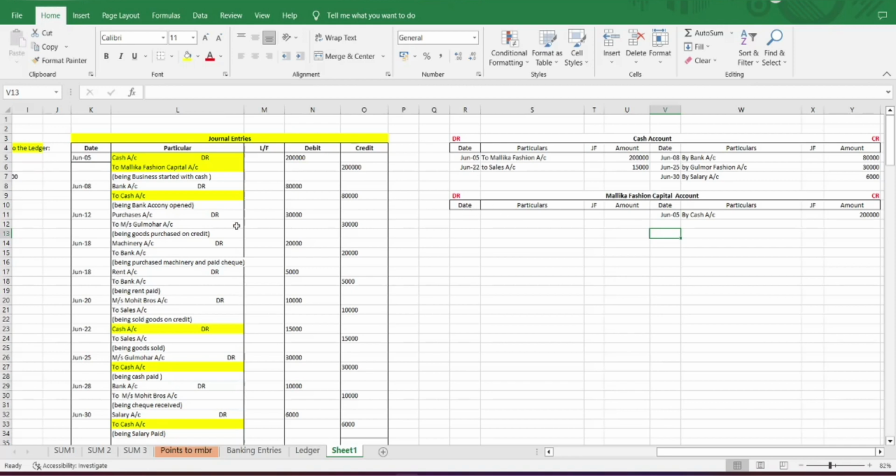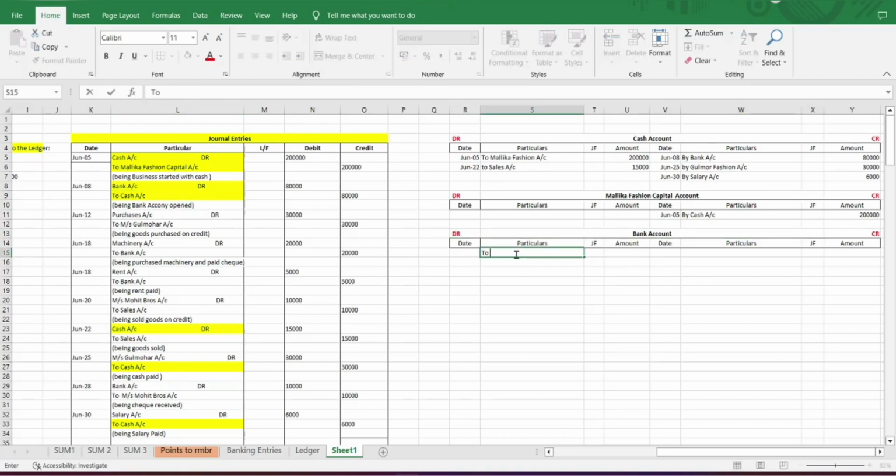Next, let us prepare the bank account. Here, bank account is debited to cash account. Bank account debited to cash account for rupees 80,000, dated June 8.